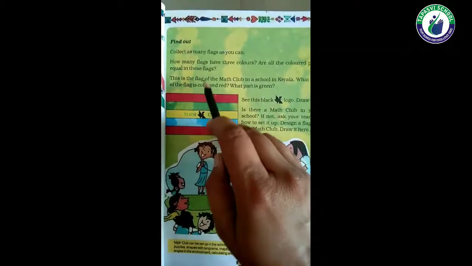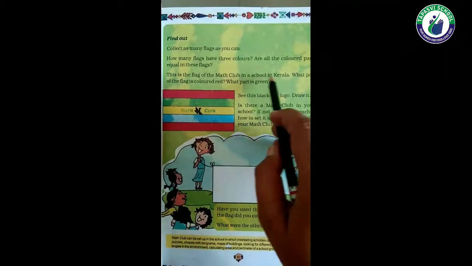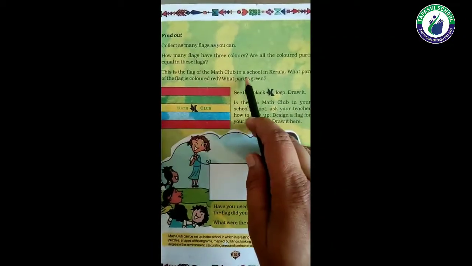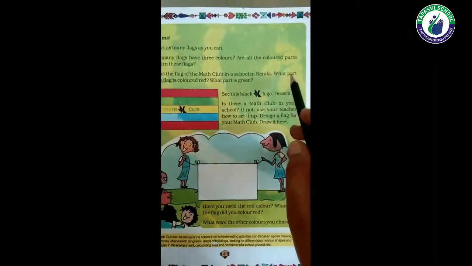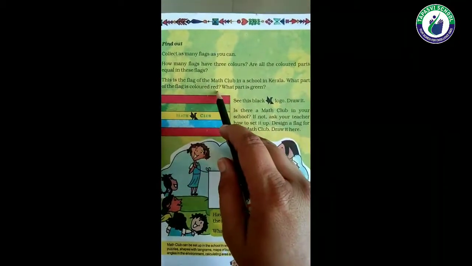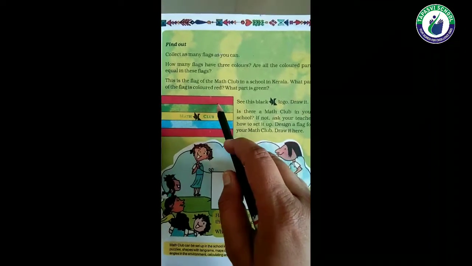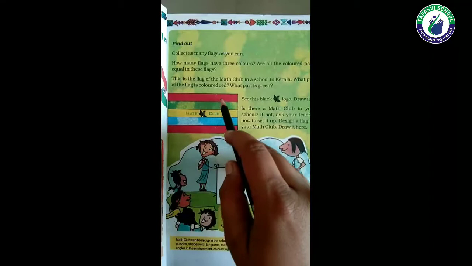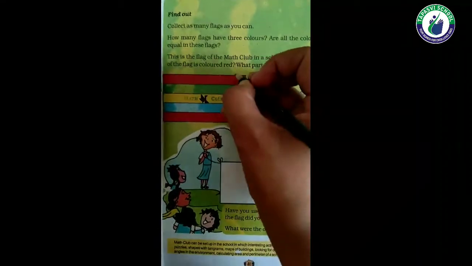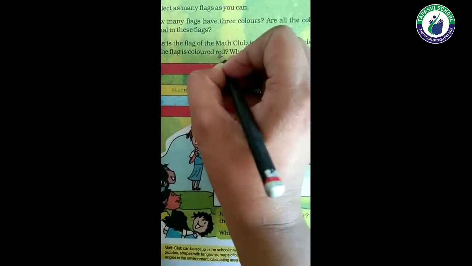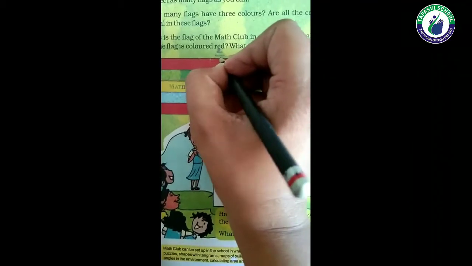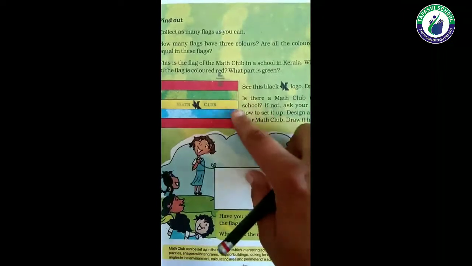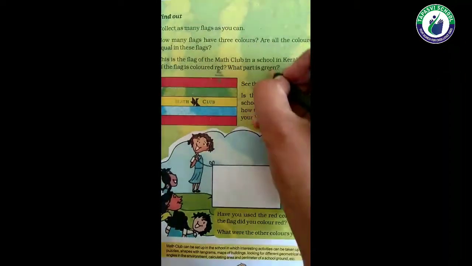Now this is the flag of a maths club in a school in Kerala, right? What part of the flag is colored red? See students, how many parts are there in this flag? 5 parts. Now out of 5 parts, how many parts are red? So that is 2. So here you can write the fraction as 2/5. Next one is, what part is green? So if you can see this flag, only one part is green. So here we can write 1/5.